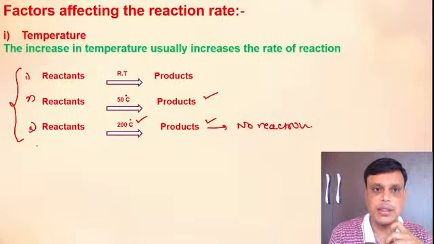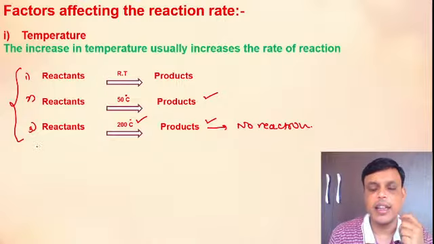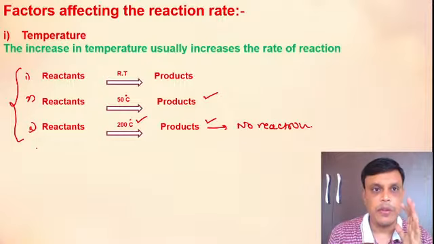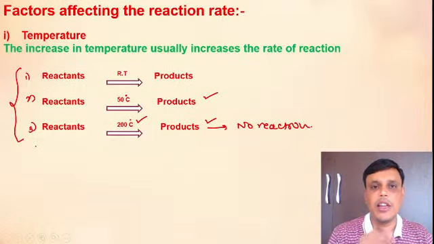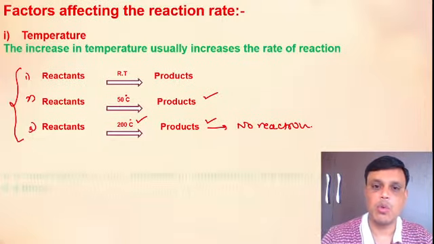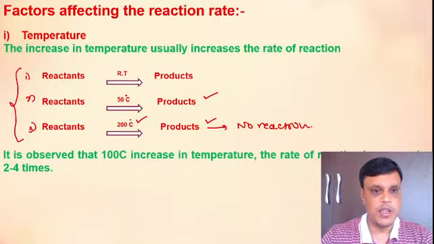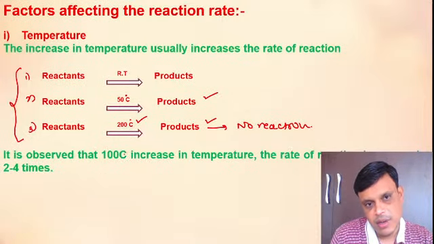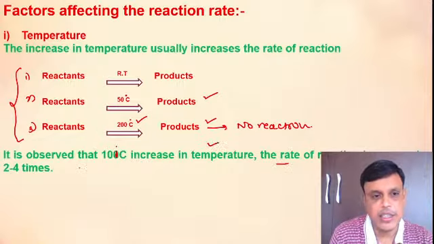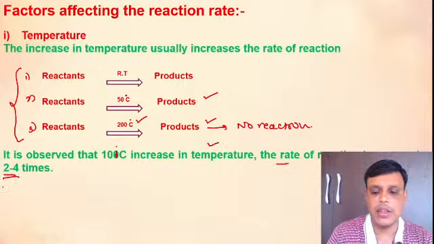Okay. So generally what happens, if we increase the temperature by 10 degrees, then the rate of the reaction increases by 2 or 4 times. This is also a generalized statement. If you increase the temperature of any reaction, then the rate of that particular reaction increases by 2 to 4 times. It is observed that a 10 degree, not 100 degree, 10 degree increase in temperature, the rate of reaction increases by 2 to 4 times. This is a very generalized statement.